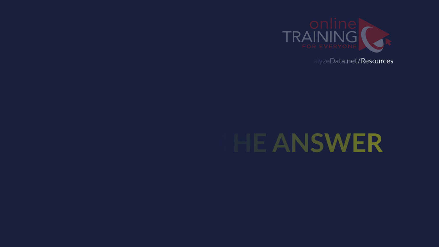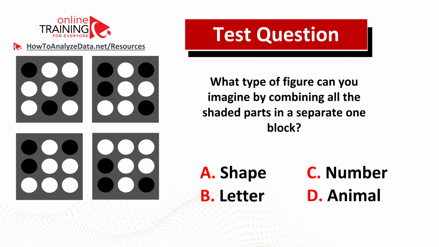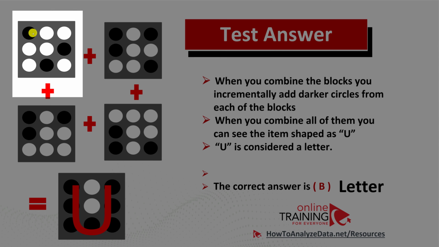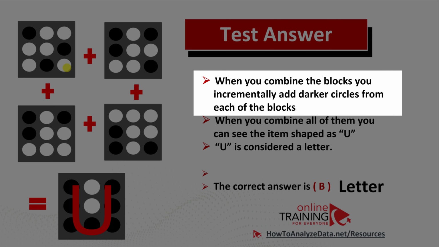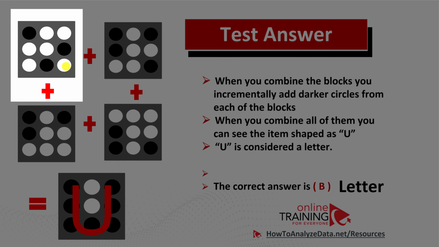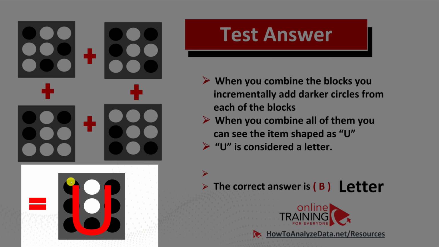Did you come up with the answer? Let's see how we can solve this challenge and get to the solution together. The tricky part here is combining all 4 blocks in your memory and using your imagination to come up with the final answer. But when you combine the blocks incrementally, you add darker circles into one single image. And the final image here in the sequence represents all darker circles added in one image.